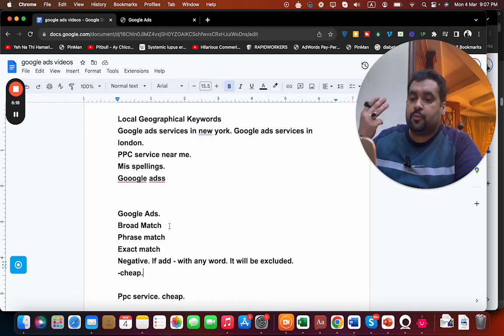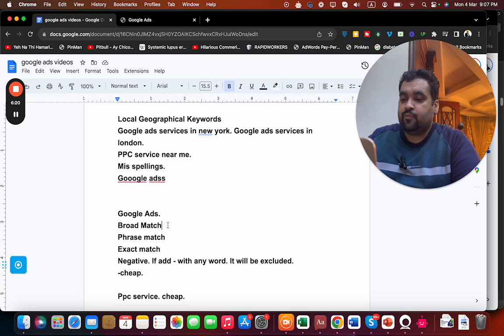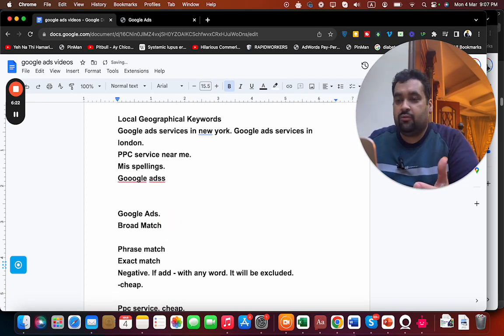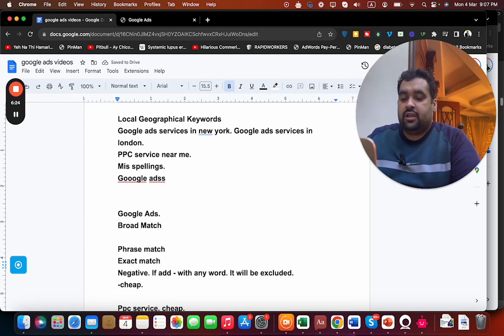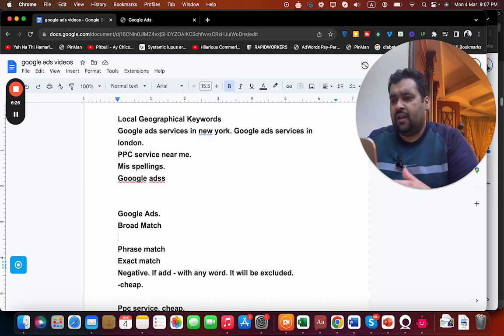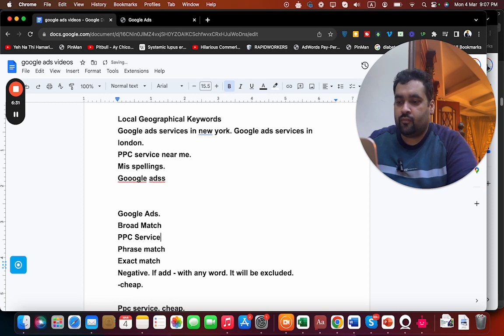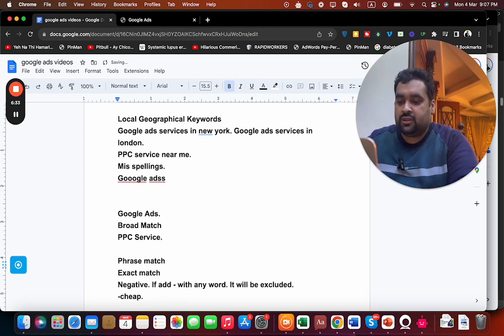So now we are left with broad match, phrase match, and exact match. With a broad match, these are general keyword queries. For instance, if I am targeting PPC service, then if someone searches the word PPC, my ad will appear. If someone searches service, my ad will appear. And if someone searches both words, PPC service, combined, my ad will appear.